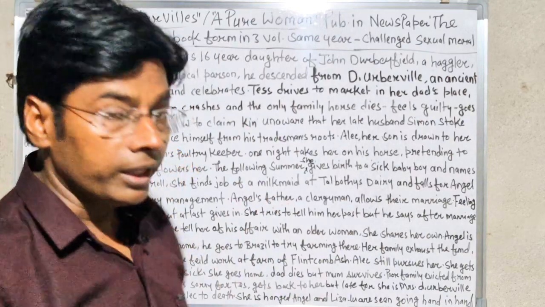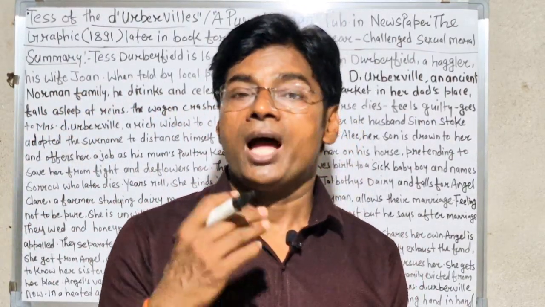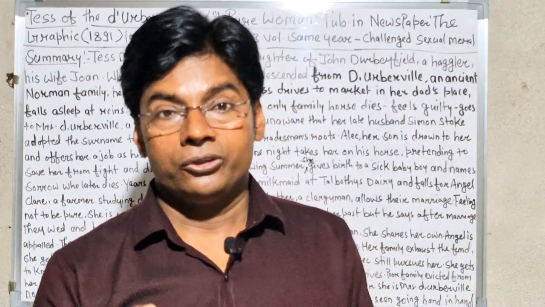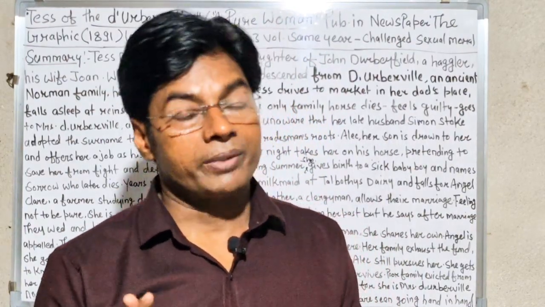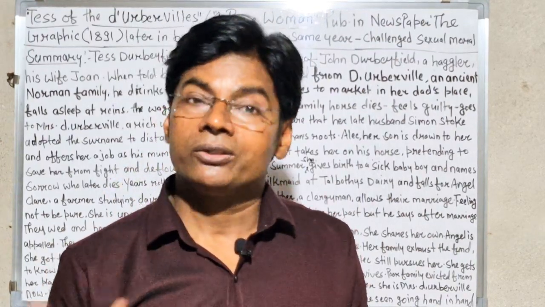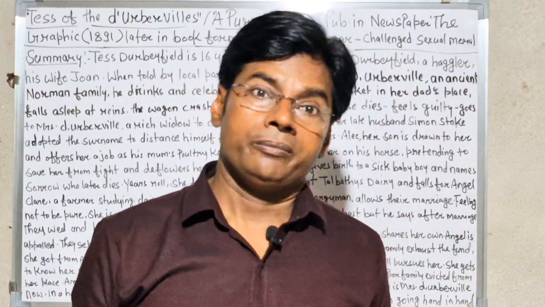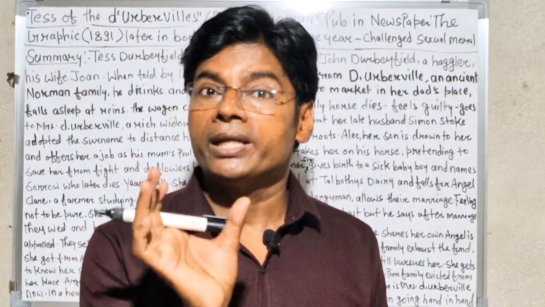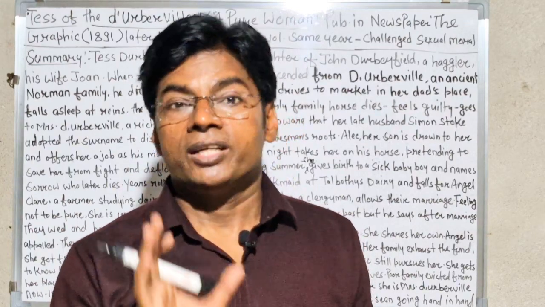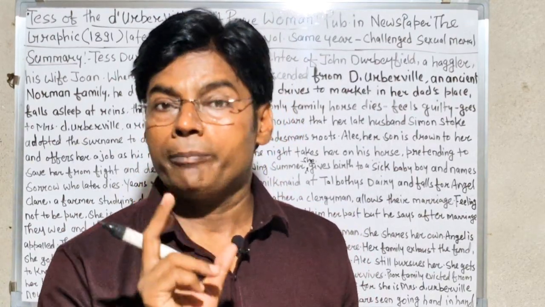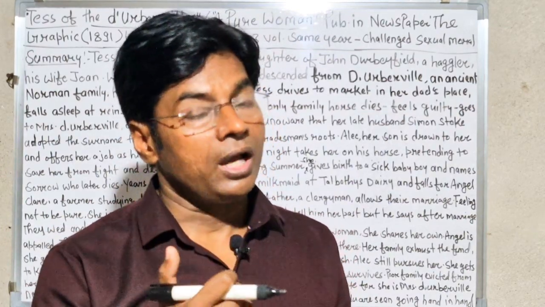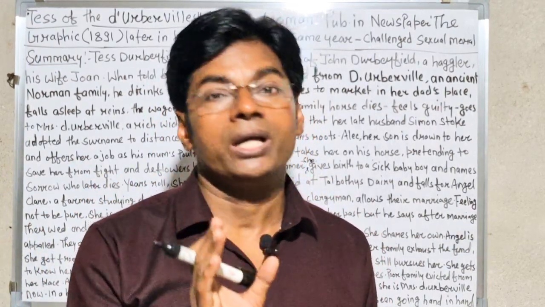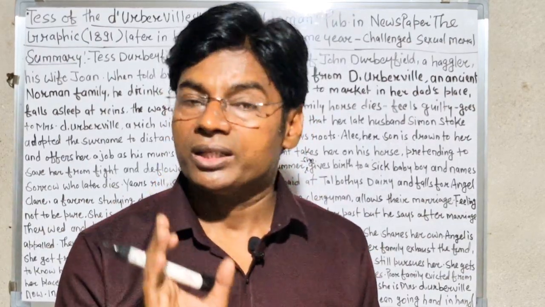See, and when Angel tells his father that actually he wants to marry a girl by the name Tess, who is a milkmaid, he is surprised. He's surprised that his son wants to marry a milkmaid. But since this is a new place where nobody knows about that tragedy, that shocking incident that happened to her. Here nobody knows, at this dairy nobody knows, that when Tess was 16 years old, she was raped by a man, Alec d'Urberville. Here nobody knows.